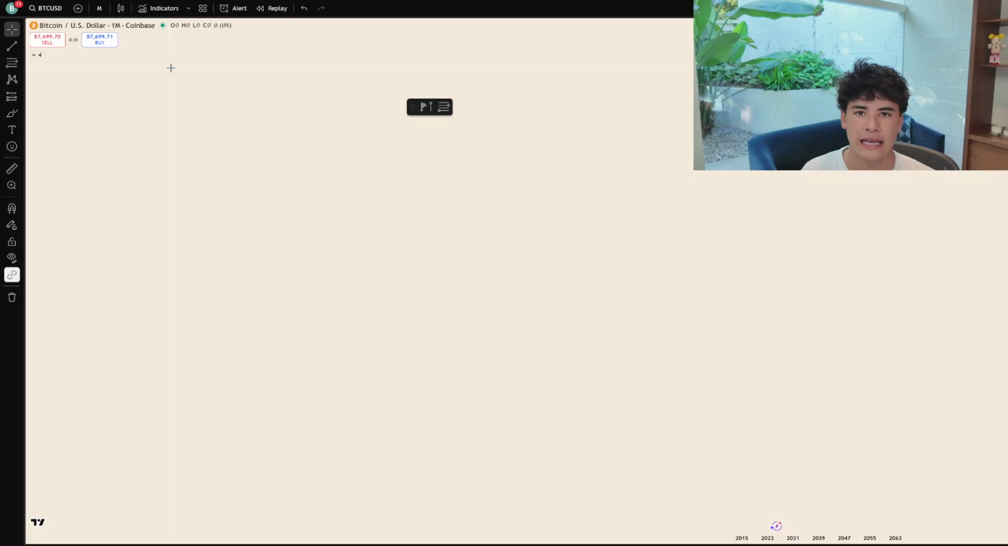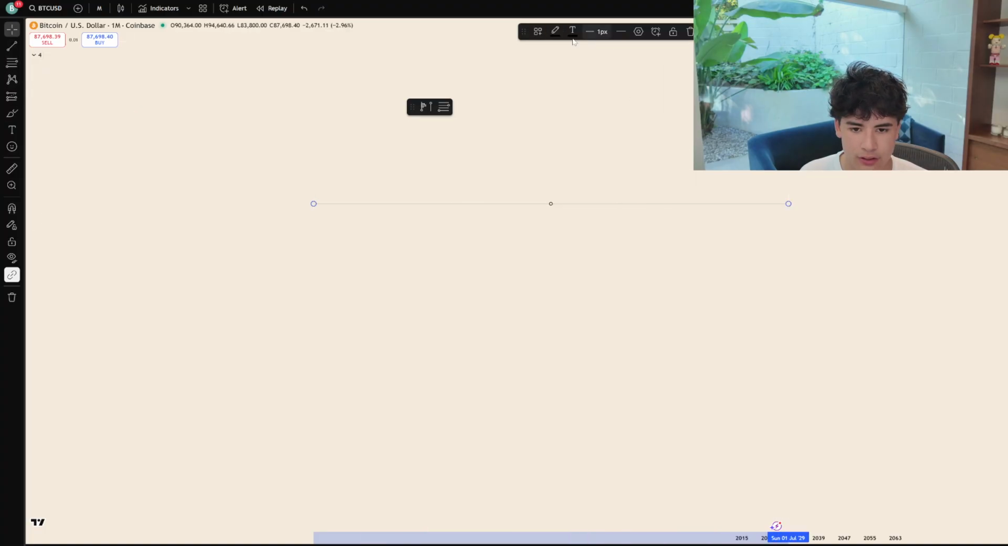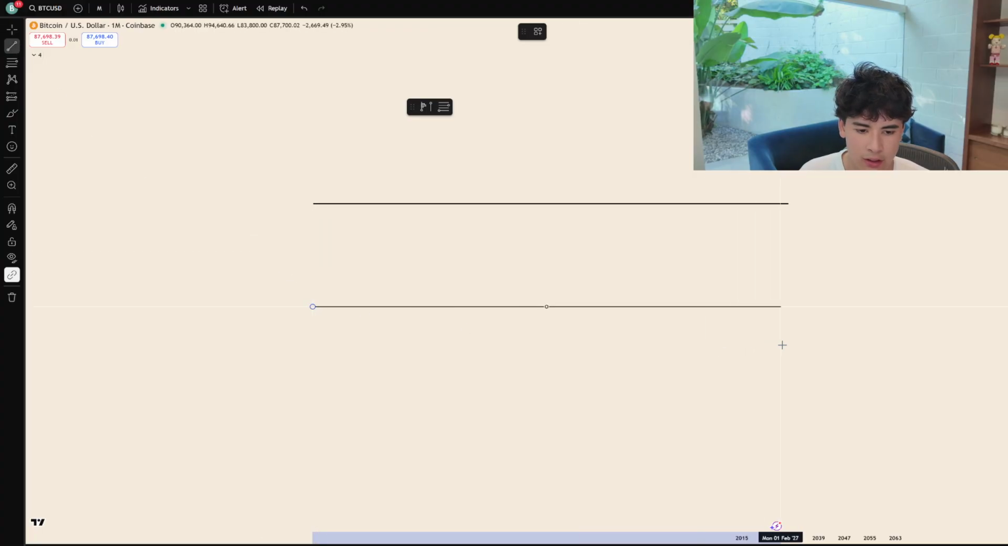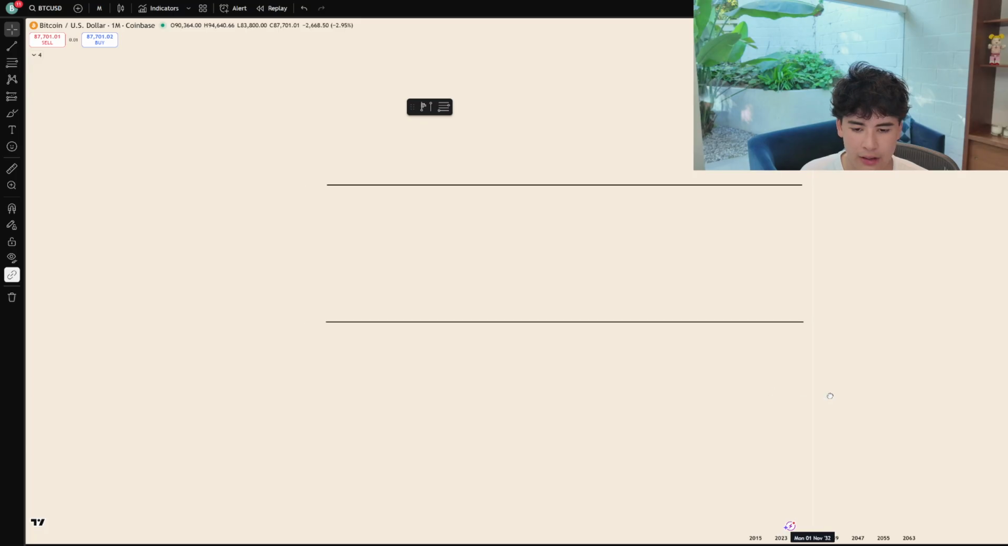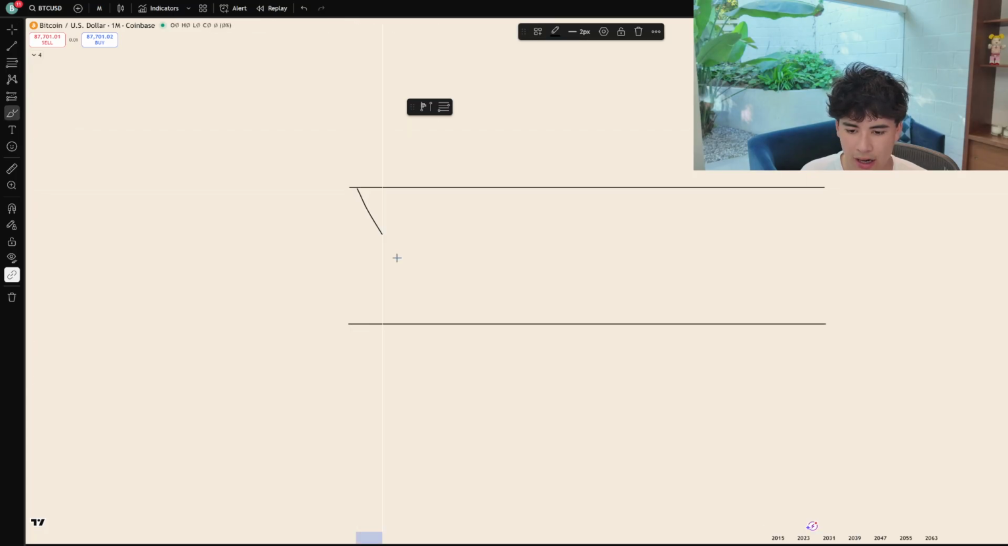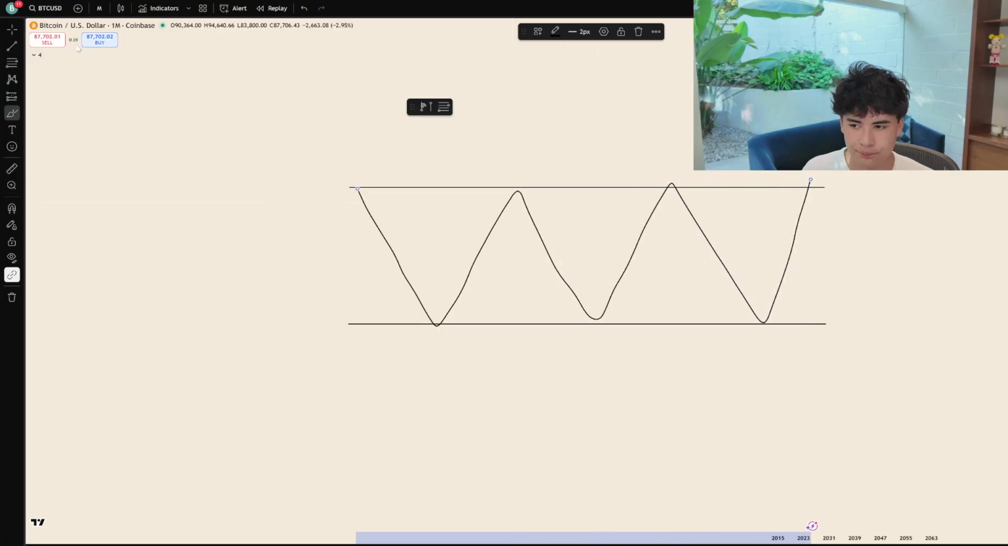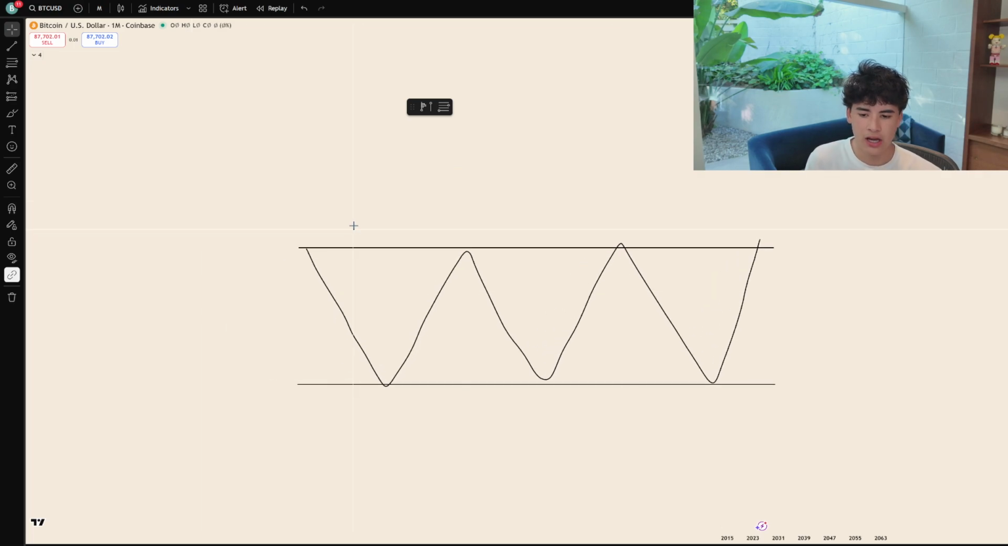So the first one, and probably my favorite, is called a range deviation. So we're going to make a range here. I'm just going to use these lines because it'll help us out. So let's pretend we have a range. We know what a range is. We have our range highs and our range lows, and price is trading between these two zones. Okay, so we have a range high and range low.